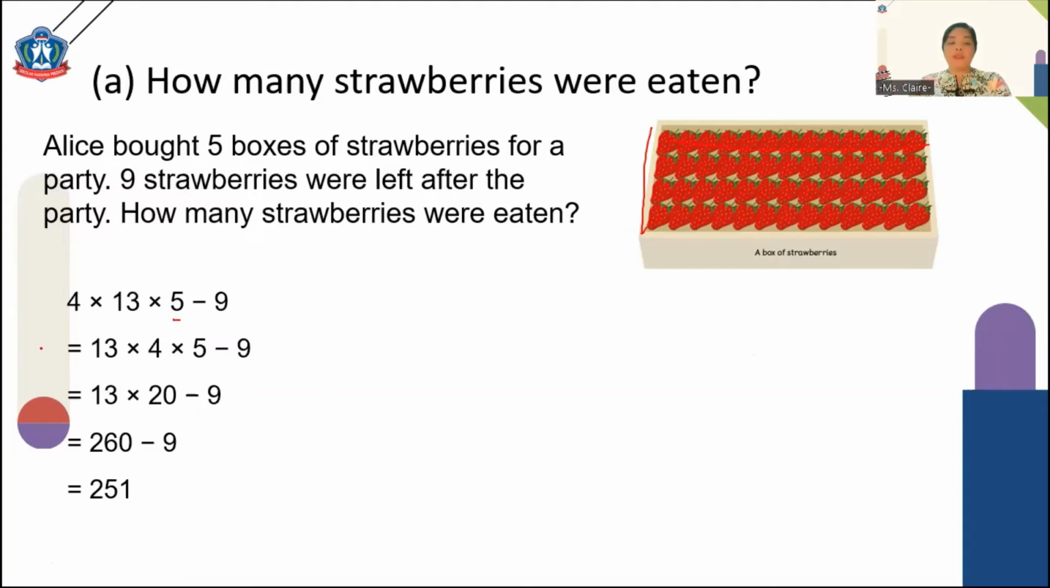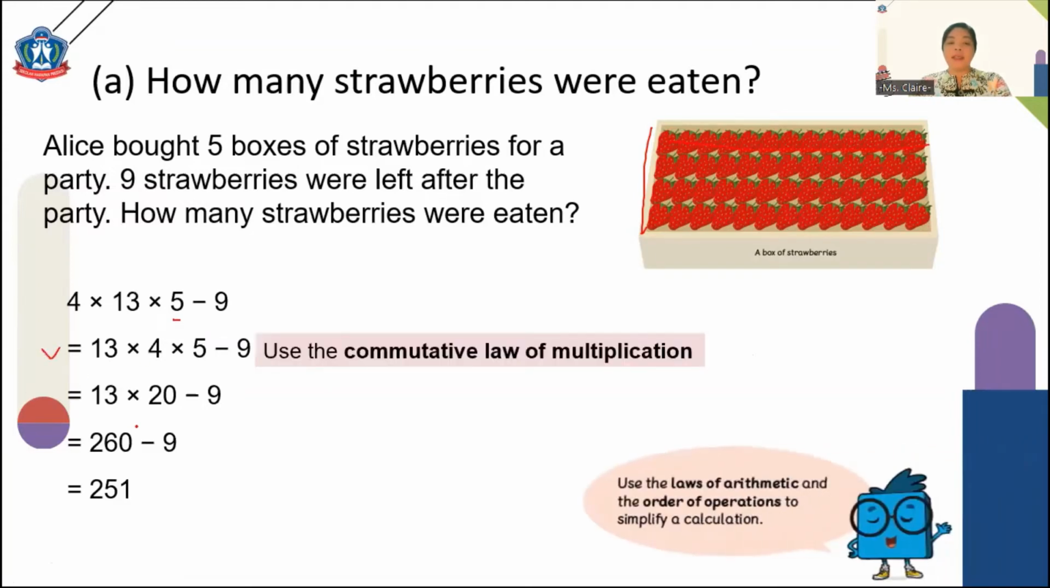We can also solve it like this. We call this the commutative law of multiplication. It means even though we changed the position of the numbers, it still gives us the correct answer. After that, we will multiply the easiest one first, 4 times 5 is 20. That is what we call the associative law of multiplication. You can either multiply 4 times 5 first or 13 times 4. The answer is still the same.